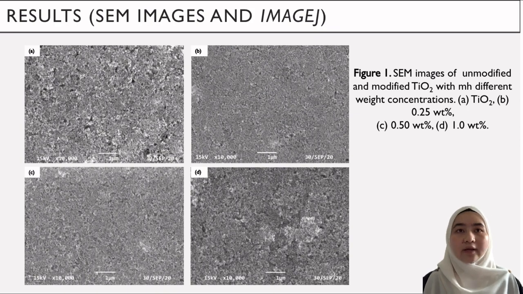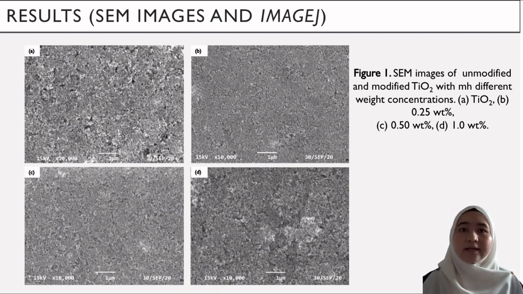Result part. Okay, from figure 1, the result showed the SEM image of modified and unmodified TiO2 with MHPPV in different weight concentrations. We differentiate the modified and unmodified TiO2: the modified TiO2, made by adding the organic polymer into it, we call MHTiO2 and PSTiO2. And then for the unmodified TiO2, we just call it unmodified TiO2.